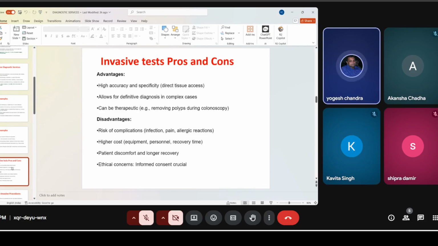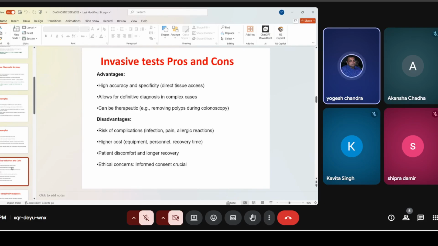Then patient discomfort and longer recovery. All the invasive procedures are complex in nature, so of course the discomfort level is more for the patient, and that's why it takes longer recovery. It means you have to wait in the hospital for a few hours after getting this test done.